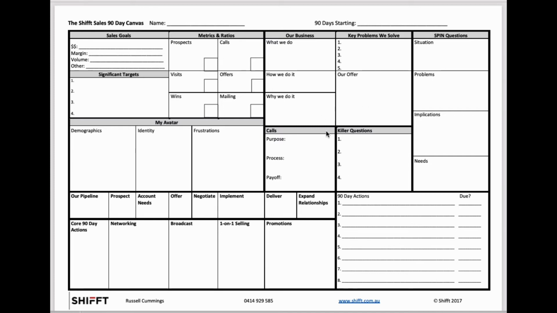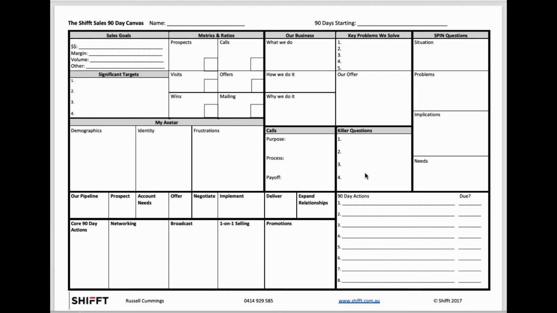In terms of planning for things like cold calling, again, there's stuff on the Shift website about purpose, process, payoff. So it's setting up for your cold call. What's the purpose of the call? What's the process that you're going to work through on the call? What's the payoff for the client? So you want to have some of those things worked out.